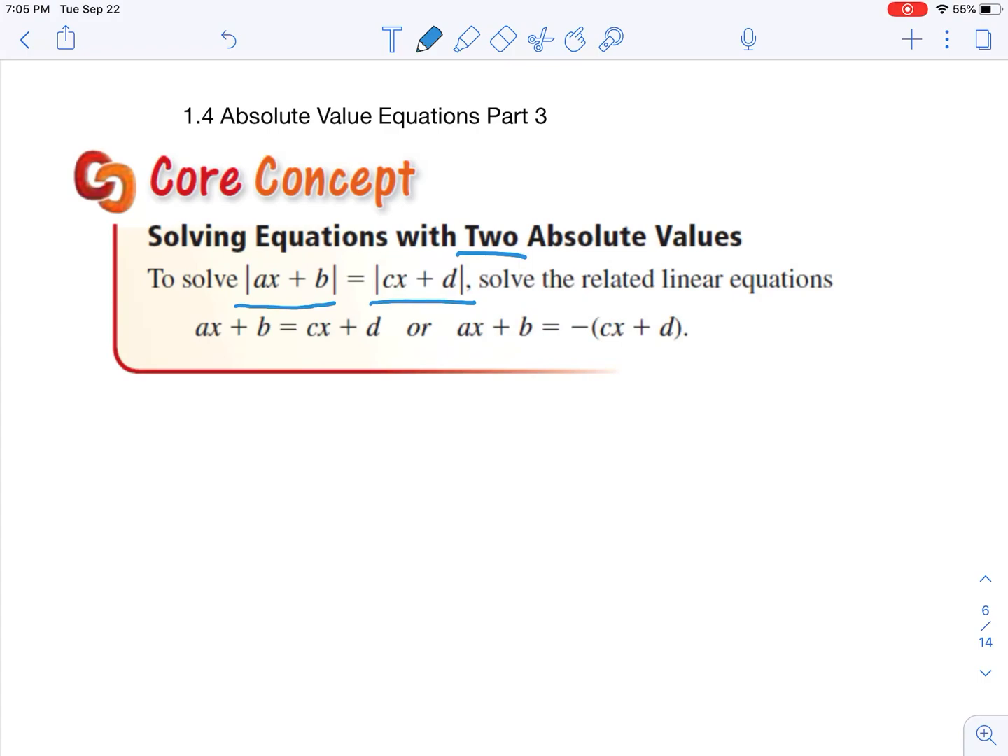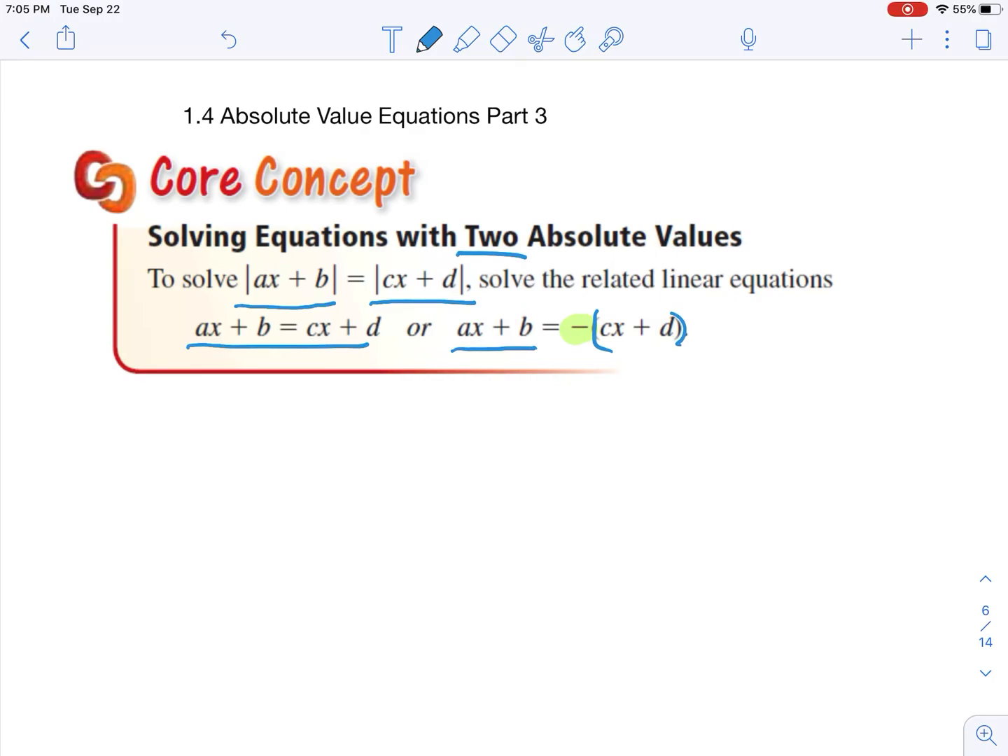So the first equation is going to be as is, without the absolute value marks. But the second equation, the left side is going to be as is, but the right side is going to be the opposite. So we're going to put parentheses around it and put that negative in front. The easiest way to show you how to do this is by giving you some examples.